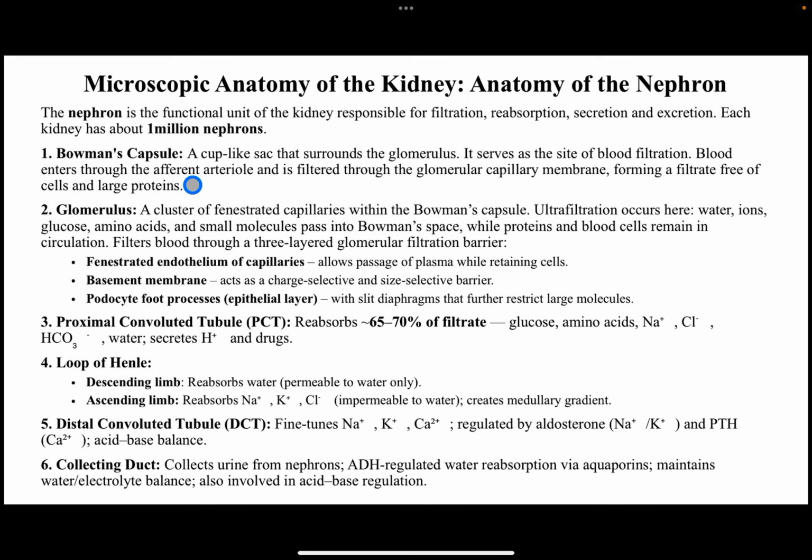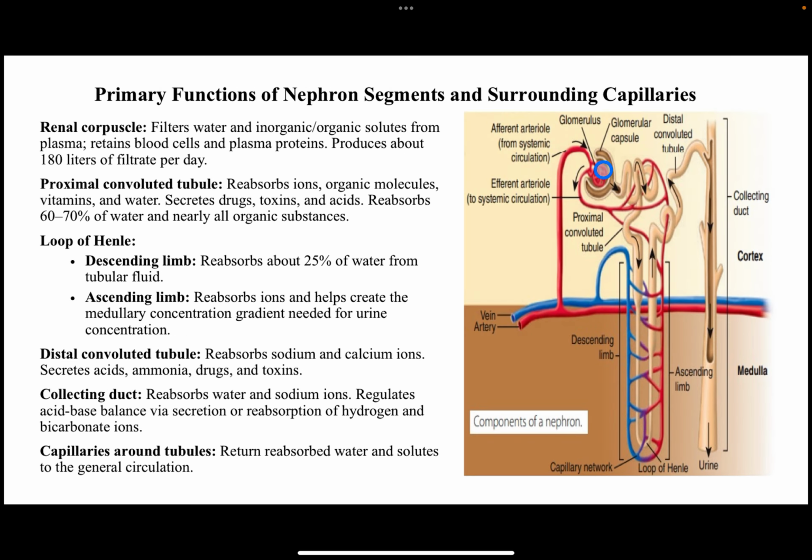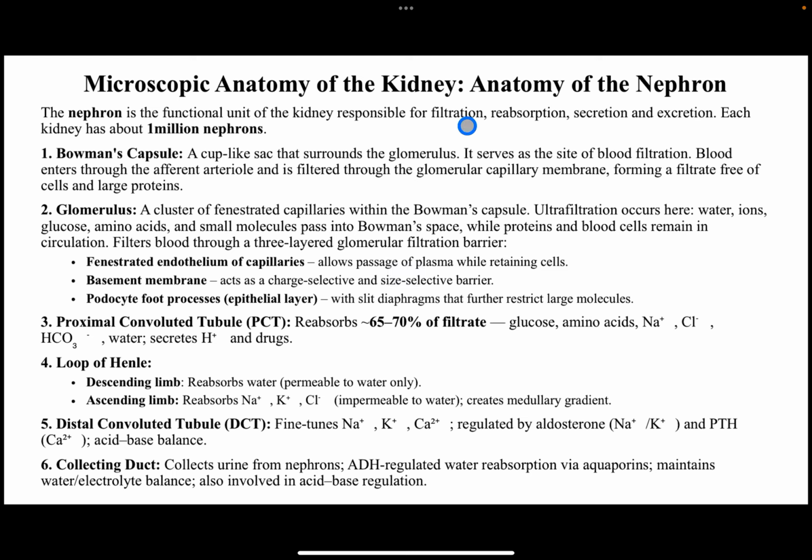So we have the Bowman's capsule. The Bowman's capsule is a cap-like sac that surrounds the glomerulus. See, this is the glomerulus. That cap-like sac, more like a funnel-shaped structure that surrounds the glomerulus, is what we call the Bowman's capsule or the glomerular capsule. In fact, it serves as a site for filtration of the blood. The blood enters the Bowman's capsule through the afferent arteriole and is filtered through the glomerular capillary membrane, which is the glomerulus, and that forms a filtrate free of cells and large proteins.